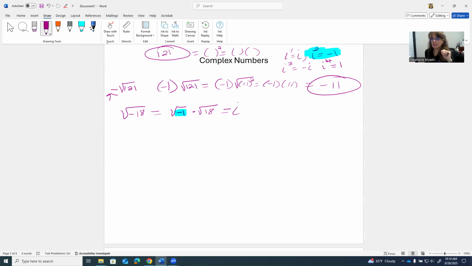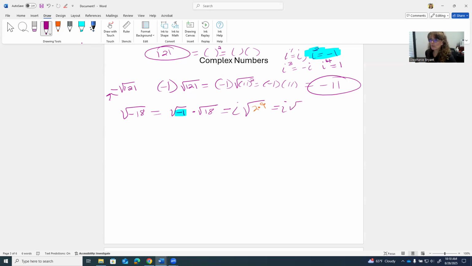Now let's look at 18. What's the product of 18? Well, I know 2 times 9. We all know that. So if I break that down one more time, I like putting my i on the outside of the roots, because if you put it on the back side and you accidentally scoot it back underneath, then your answer is incorrect. So I just like putting that right up front.